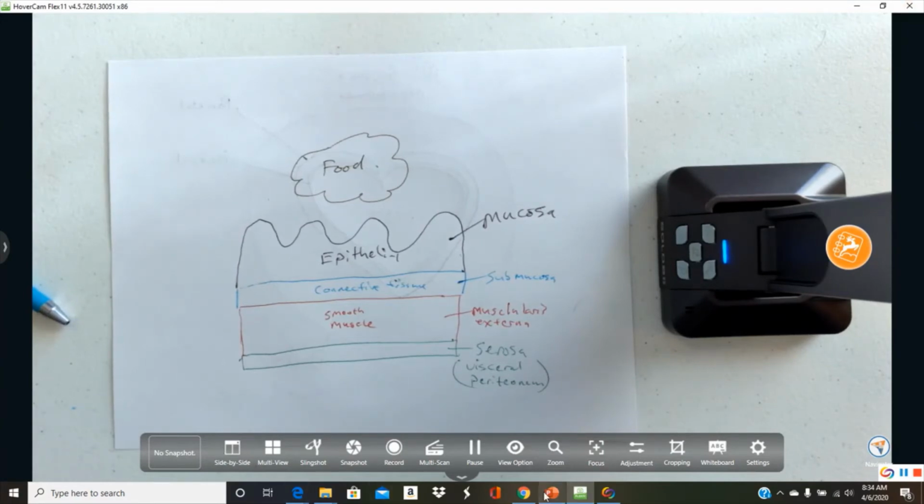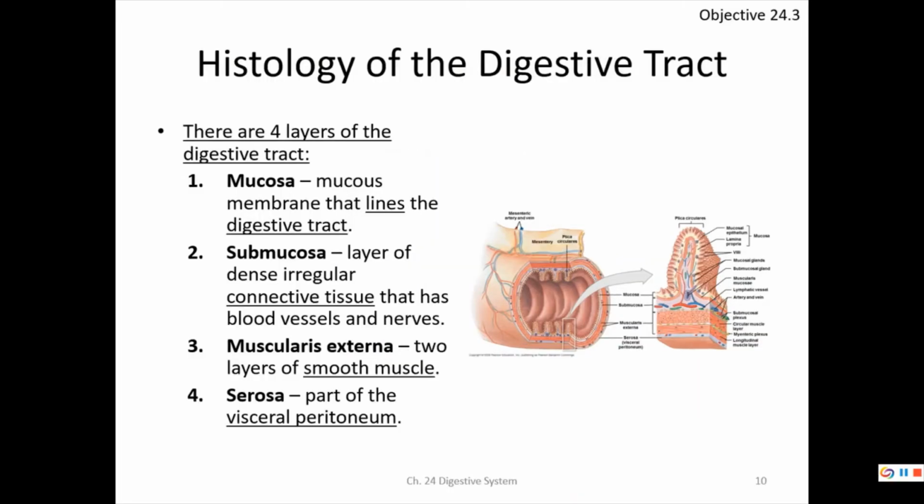Okay. And remember that there will be blood vessels and nerves found inside that. Muscularis externa, smooth muscle, and the serosa is visceral peritoneum. So these are the four layers of the digestive tract. Most of it. There are some exceptions to this, okay? Now, most of the gut has 2 layers of muscularis externa. There will be an exception in the stomach that has 3.